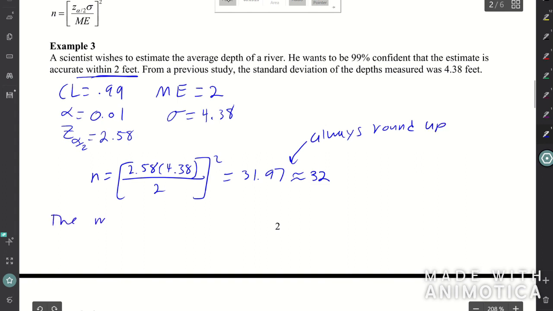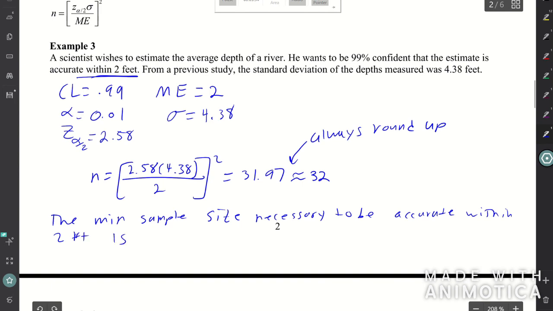Which means the minimum sample size necessary to be accurate within 2 feet and 99% confident is 32 measurements.